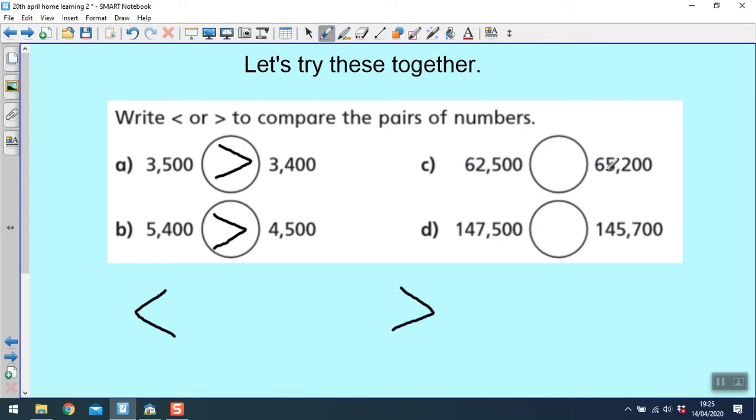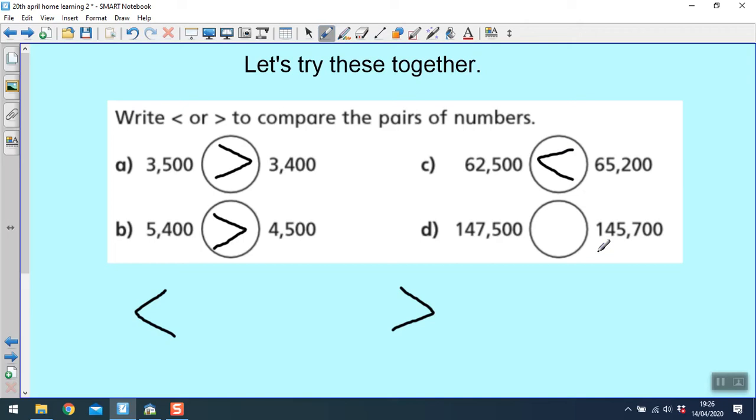62,500, 65,200. They've both got 5 digits. Look at the first one. It's got 6 tens of thousands, 6 tens of thousands. Let's move on to the second digit, 2,000. That's got 5,000. This is bigger. So crocodile's going to eat that one.